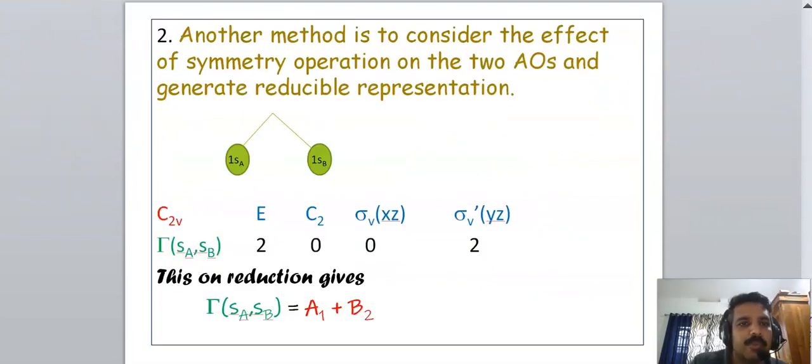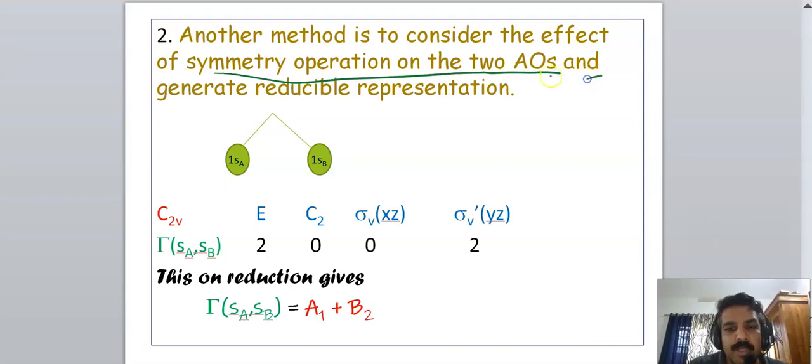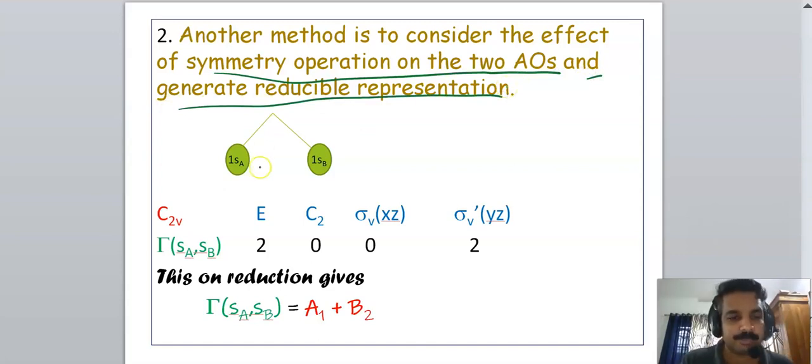Another method to find the symmetry of the SALCs is to consider the symmetry operations on the 2 atomic orbitals and generate a reducible representation. Okay, first, this is our orbital, 1sA, 1sB, here plus sign, here plus sign. And we know that we consider these two together.